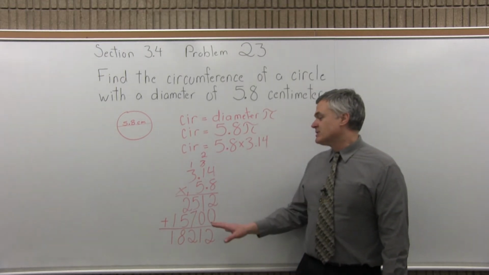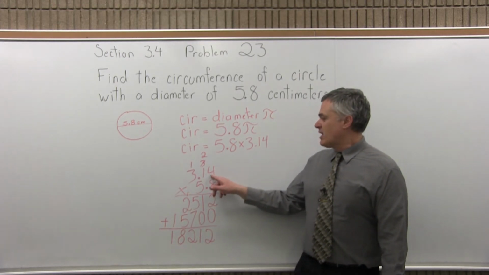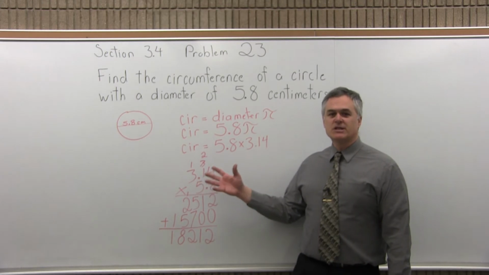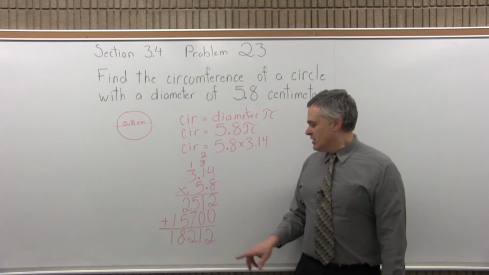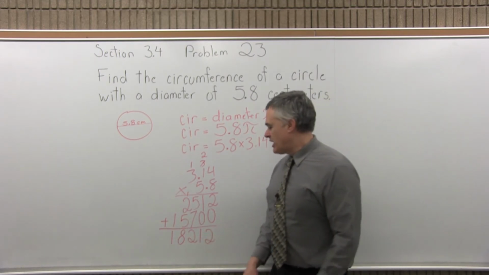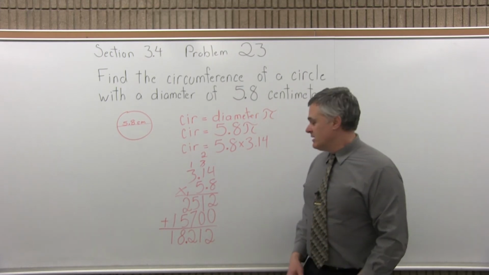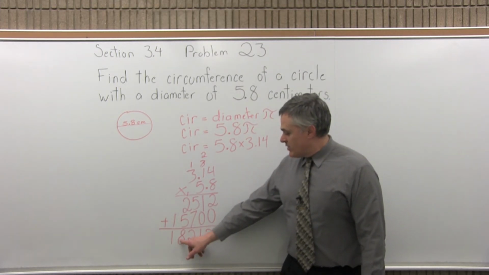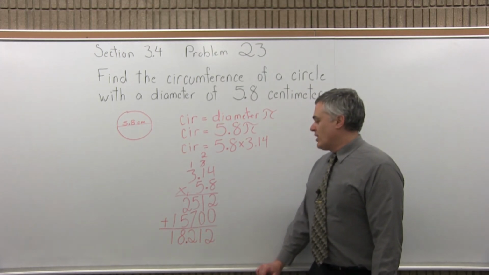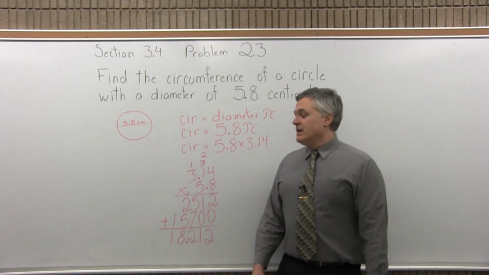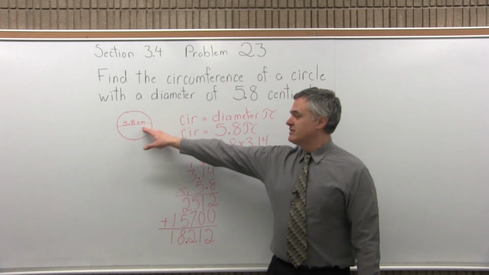But because I have decimals, I have to figure out where I put that in my answer. So go back to the question, count how many digits there are altogether after the decimal in the question. 1, 2, 3 positions after the decimal in the question. Go to the answer, count in 1, 2, 3 spots, so you'll have the same number of positions after the decimal in your answer, in this case 3. So the decimal point would go between the 8 and the first 2 that I have, making the answer 18.212.